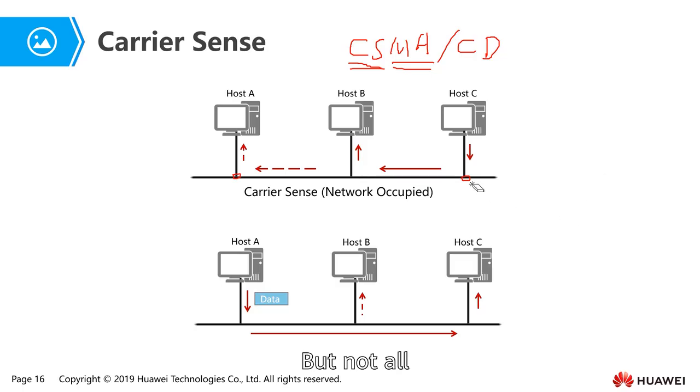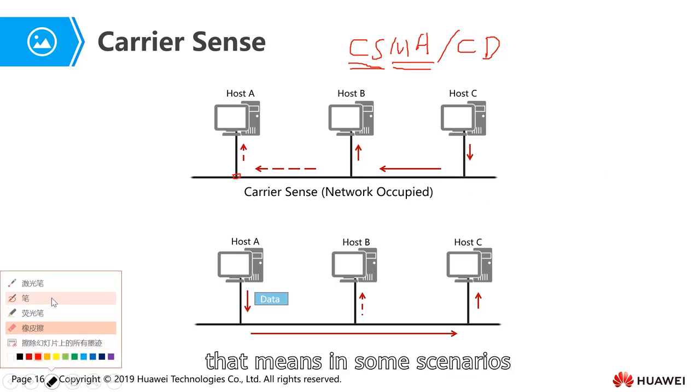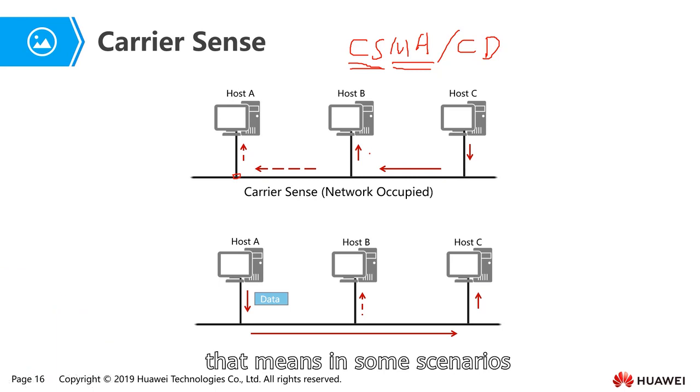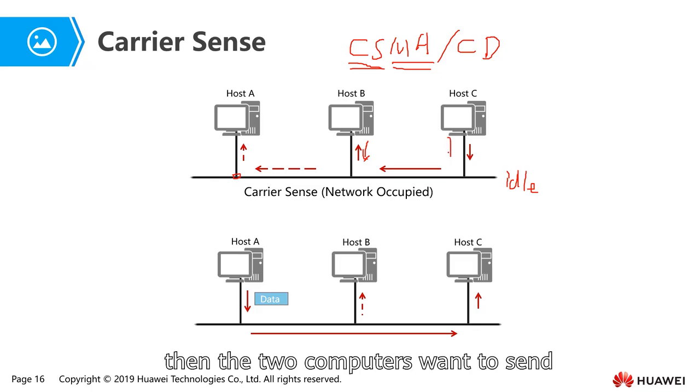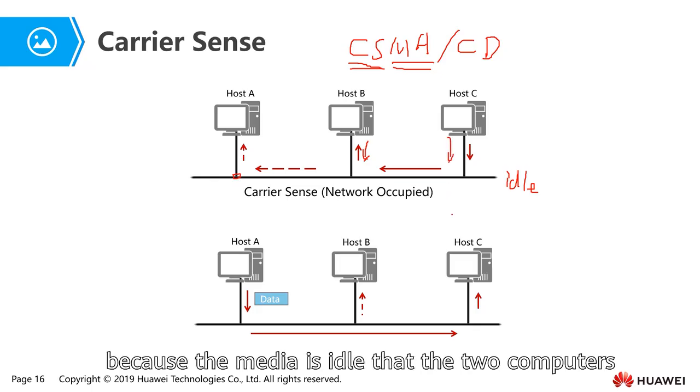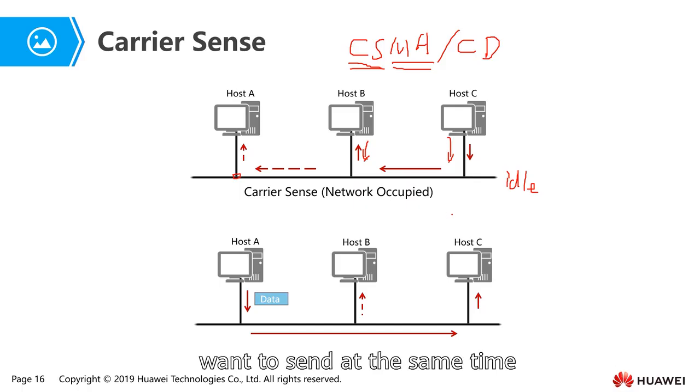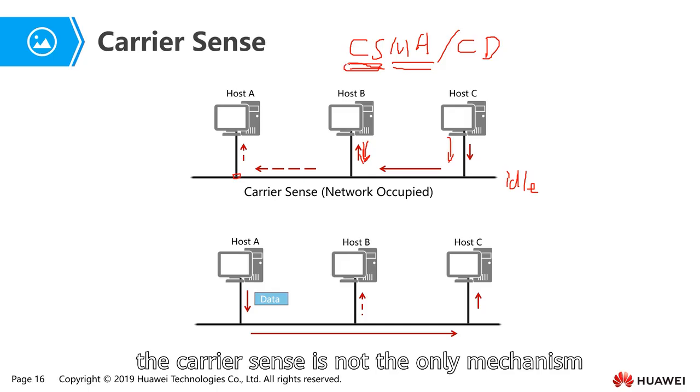not all. That means there's some scenario where, when the media is idle, two computers want to send data at the same time. Because the media is idle, the two computers send at the same time. Then of course, these two signals will collide, and the data will be destroyed. So carrier sense is not the only mechanism.